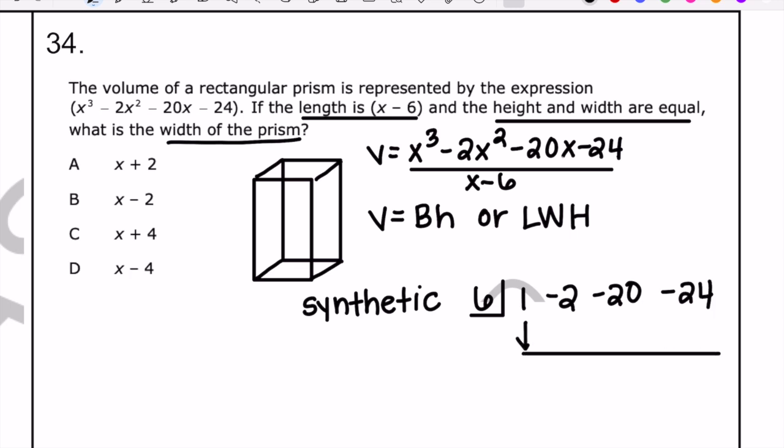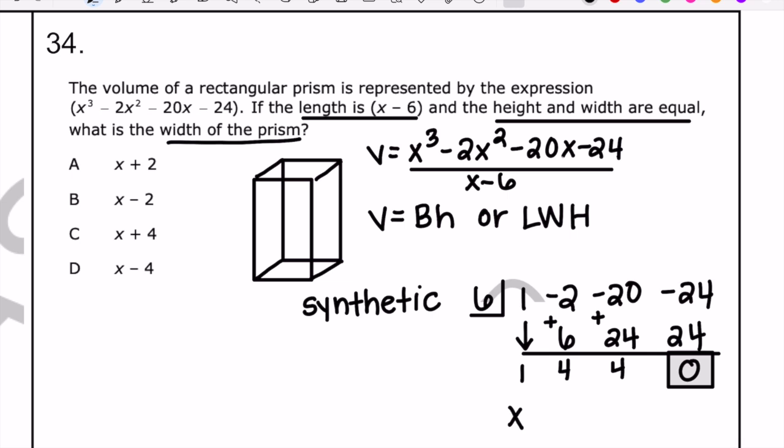So I'm going to bring this down. So I have 1 here, so that's going to be 6. Add that, that's going to give me 4. That's going to give me 10. Add that. Oh, that is not correct. 6 times 4 is going to give me 24, so that's going to be 4 again. 6 times 4 is 24, which gives me a remainder of 0, which it should, just because we know that is one piece that is exactly correct.